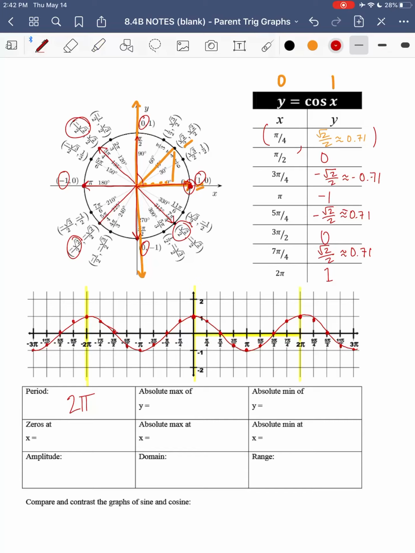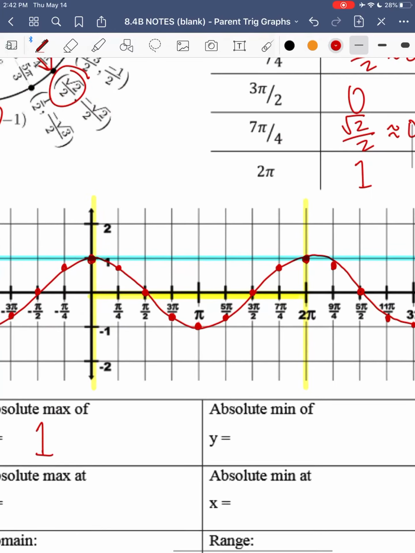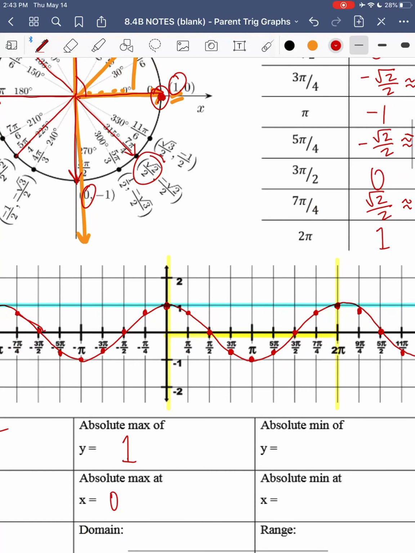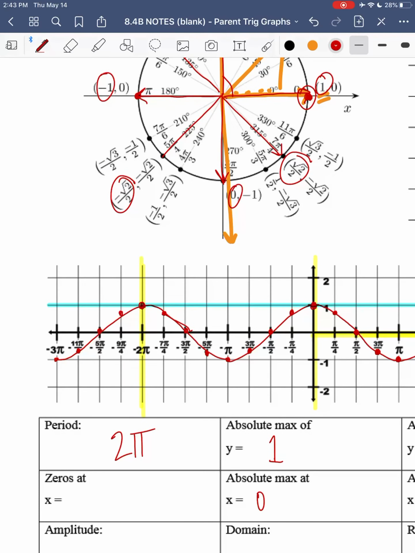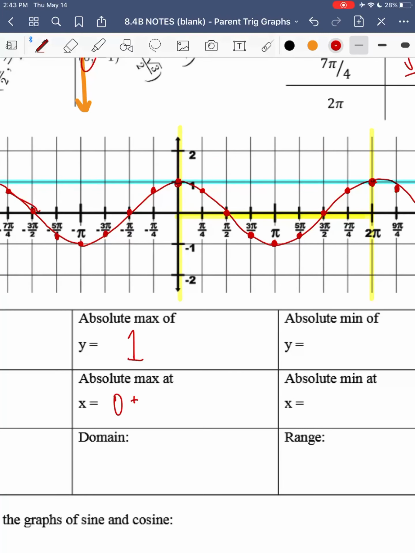Okay, absolute max. So the absolute max, once again, the furthest we ever are from the y-axis is positive 1. So that's absolute max is happening right here. But where does it happen? So the absolute max is 1. Where does it happen? Well, we actually started there at 0. And then we hit it every time we make it all the way around the circle, right? So 0, 2 pi, negative 2 pi, we're going to hit it again at 4 pi. So it's like 0 plus or minus 2 pi n.